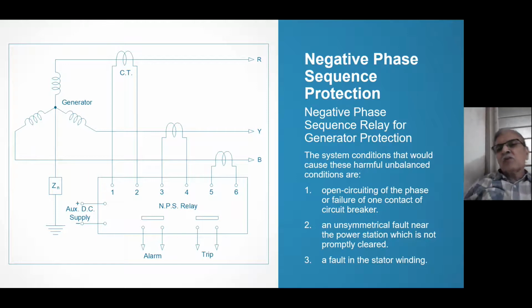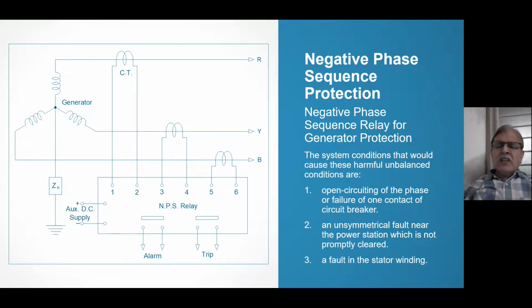Therefore, you have to provide the negative phase sequence protection. So now we'll see the causes because of which the negative phase sequence currents can flow. One cause is open circuiting of one of the phases or one contact of the circuit breaker. Means out of 3 contacts, 1 contact becomes open. So it becomes single phasing, and single phasing means purely negative phase sequence.